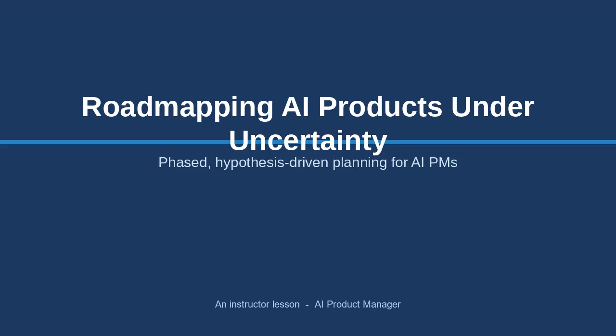Welcome. In this lesson, we'll learn how to build AI product roadmaps when you can't be sure things will work. Unlike traditional software, AI feasibility is uncertain until you experiment. We'll cover a phased, hypothesis-driven approach that balances experimentation, data needs, and real shipping milestones.